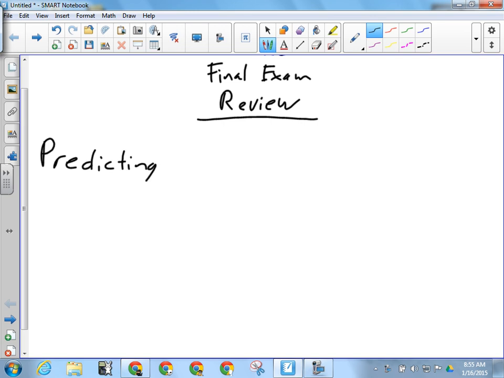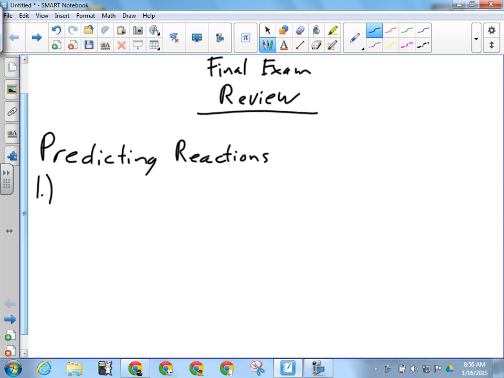Predicting reactions, absolutely. Okay. So I gave you that flow chart, if you recall, back when we first started doing predicting reactions, kind of set up the steps. I'll briefly run over those. The first step for predicting a reaction is to write out the reactants in formula form. That's the first thing we want to do.